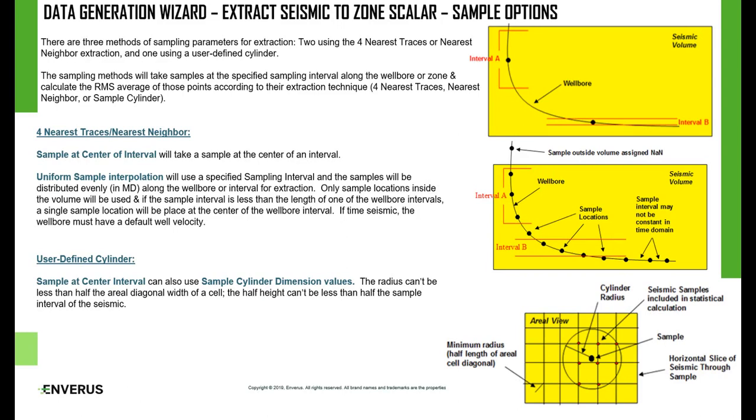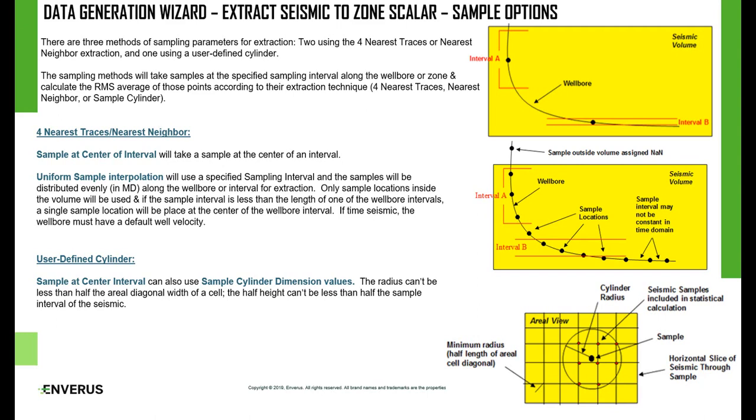nearest neighbor, and 1 using a user-defined cylinder. The sampling methods will take samples at specified sampling intervals along the wellbore or zone and calculate the RMS average of these points according to their extraction technique. Let's take a look at the 4 nearest traces or nearest neighbor.